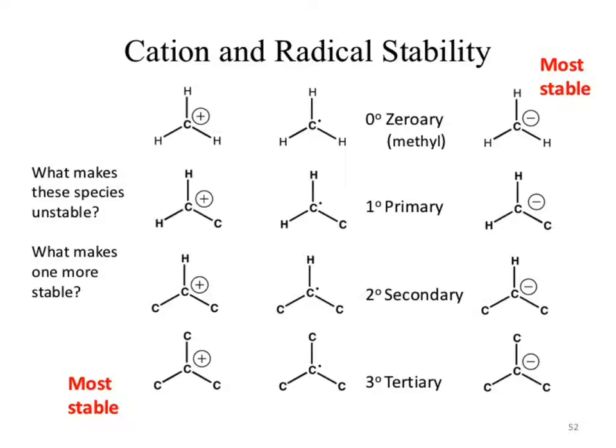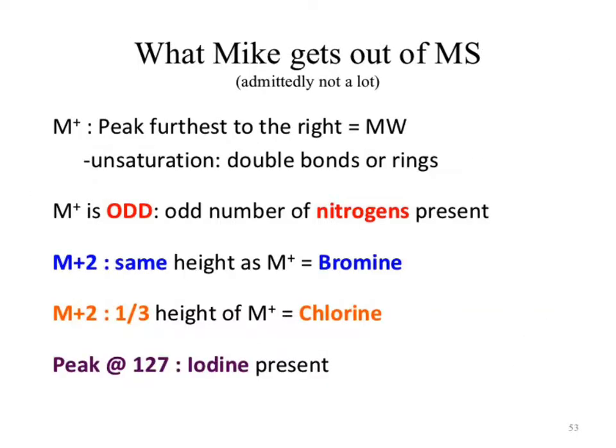Where does this come back to mass spec? Mass spec says I blow things up by removing an electron. I generate radicals and cations. Okay? I then evaluate all of those pieces. So what are the pieces that I could potentially get out of mass spec? This is what I do.